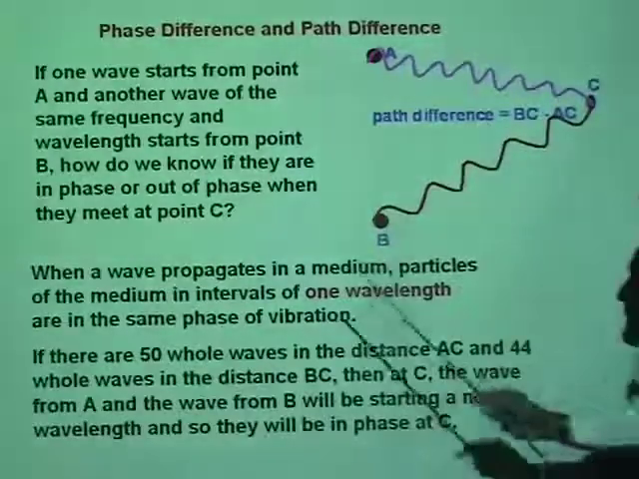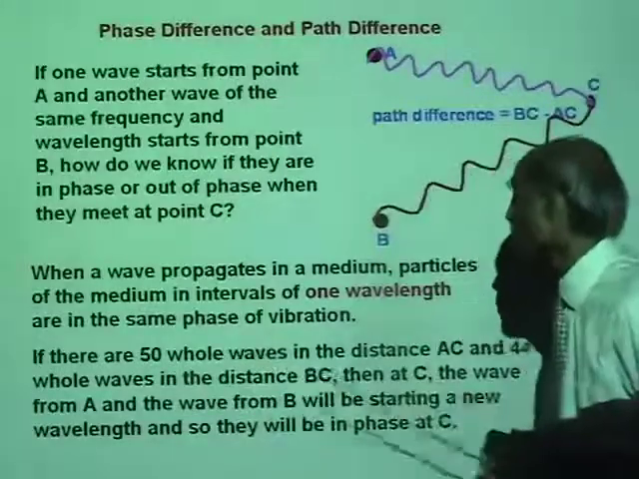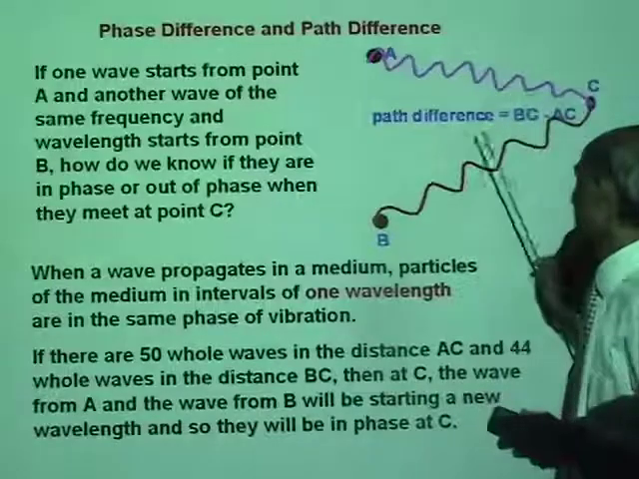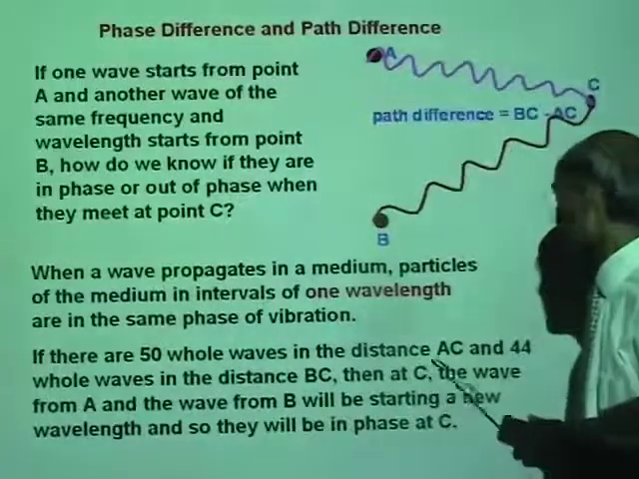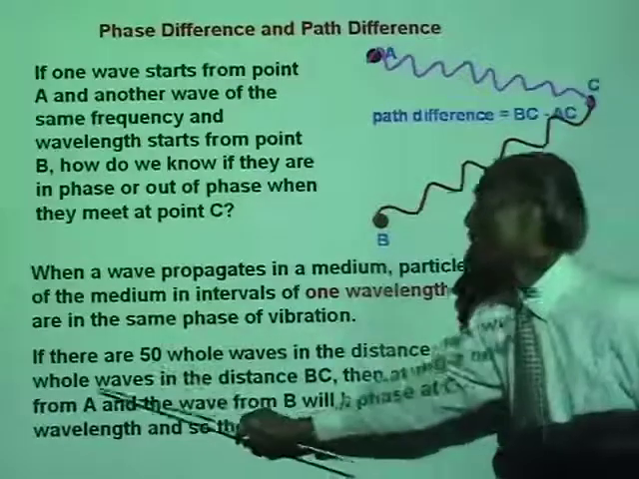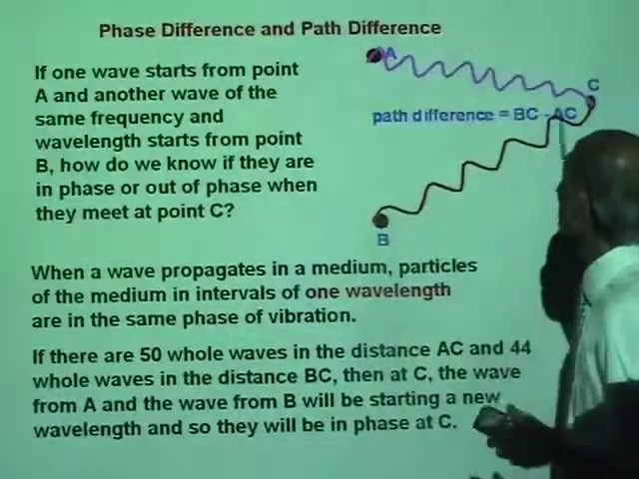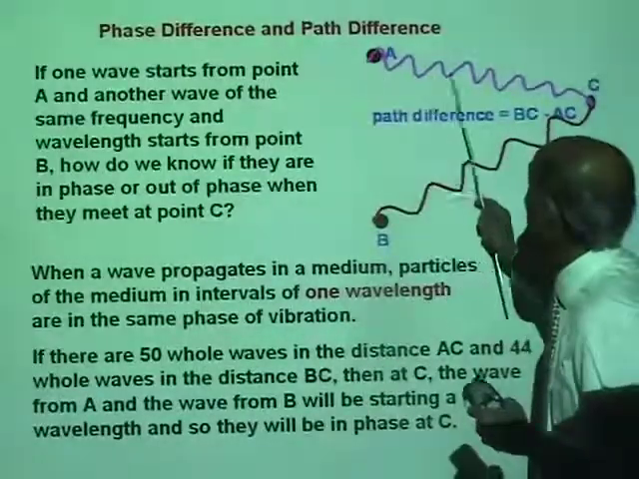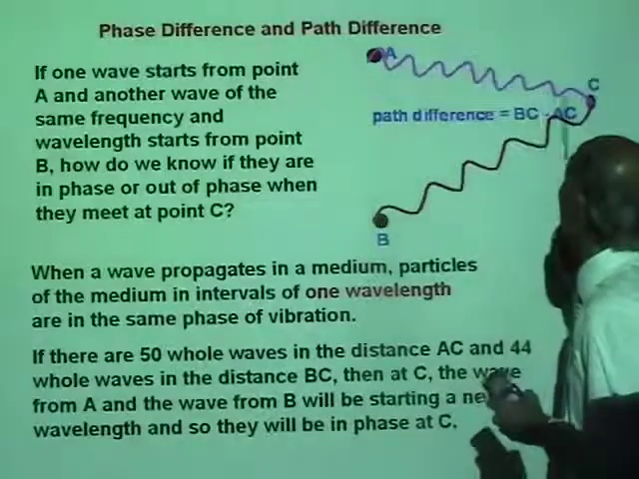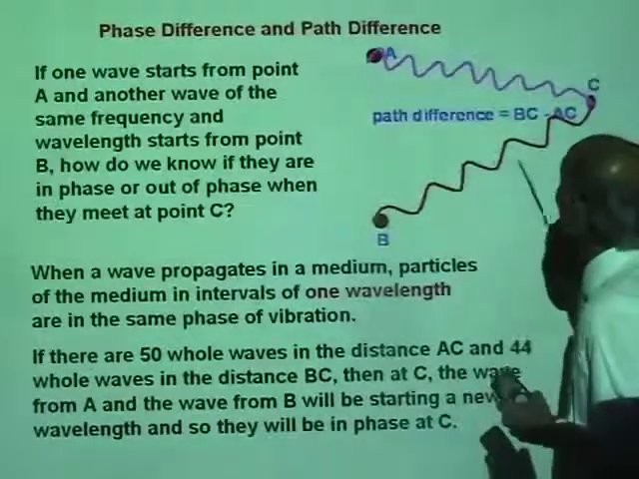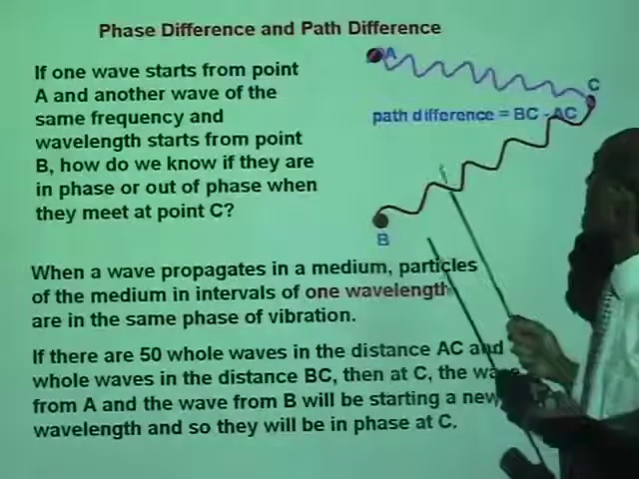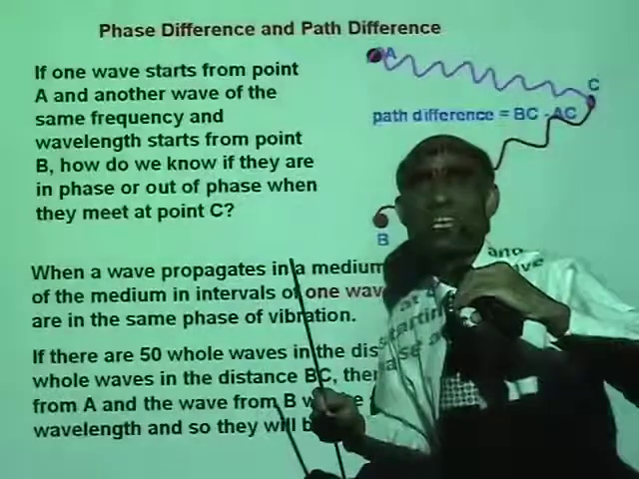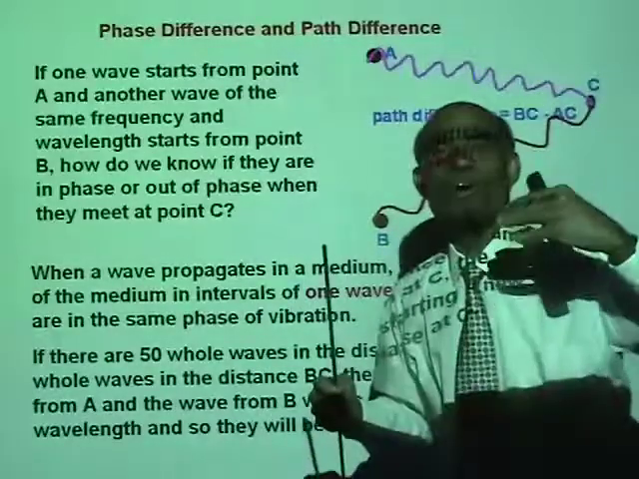If there are 50 whole waves in the distance from A to C, and 44 whole waves in the distance from B to C, I'm just giving you some numbers. Suppose there are 50 whole waves in the distance from A to C and 44 whole waves in the distance from B to C. Tell me, will those waves meeting at C be in phase or out of phase?